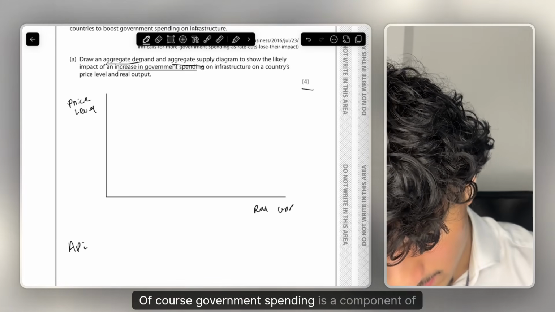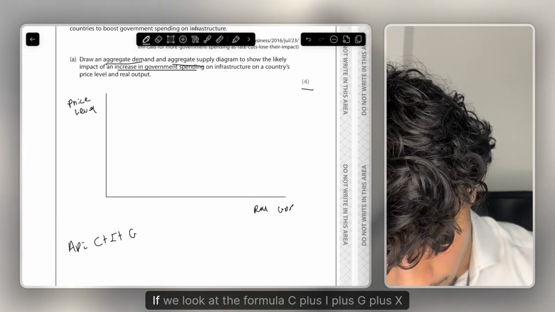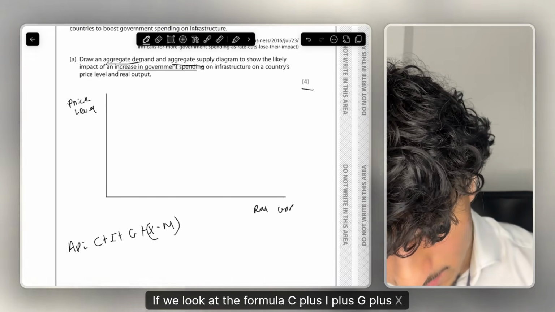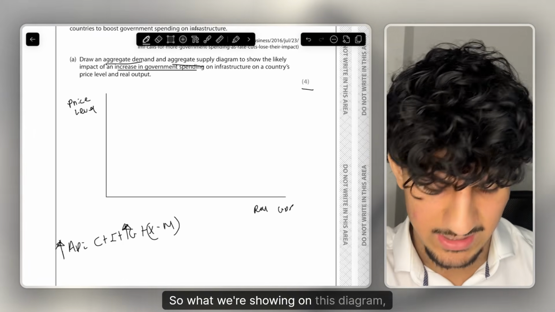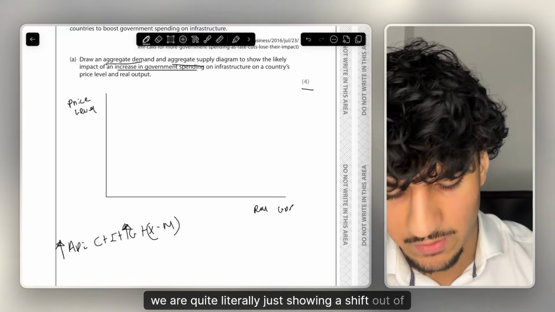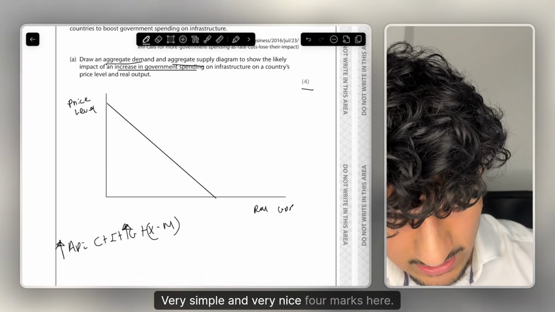Of course, government spending is a component of AD. If we look at the formula, C plus I plus G plus X minus M, if there's an increase in government spending, of course, there's going to be an increase in AD. So what we're showing on this diagram is quite literally just a shift out of AD. Very simple and very nice 4 marks here.